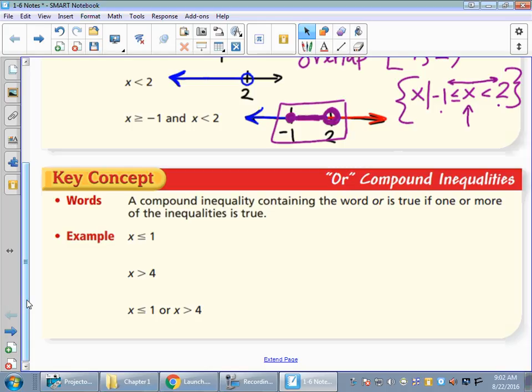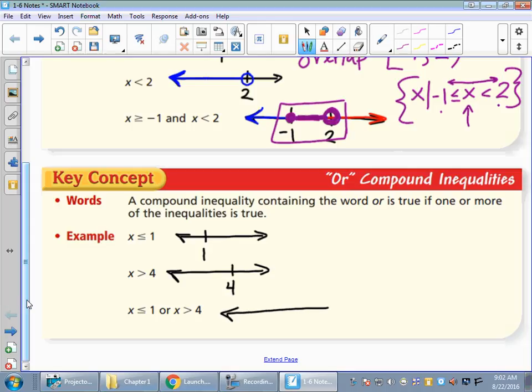So you're looking for values that satisfy one of the inequalities or the other inequality, or technically you could satisfy both. There doesn't have to be the overlap here. So if I show you this one, x less than or equal to 1, and then the second one separately would be x greater than 4, and then I'll show them combined on the same number line.